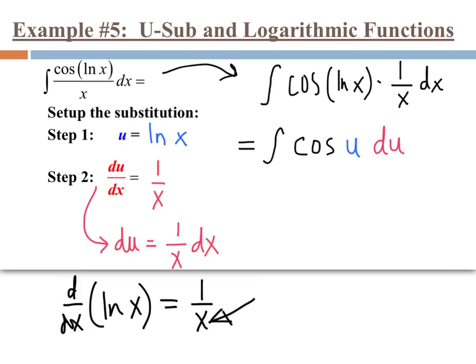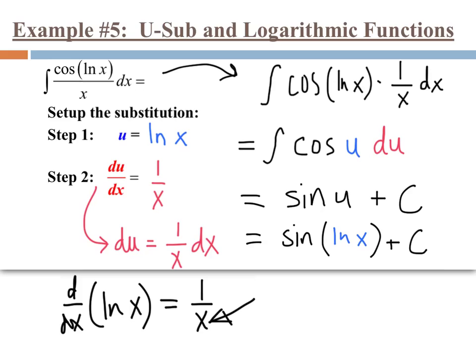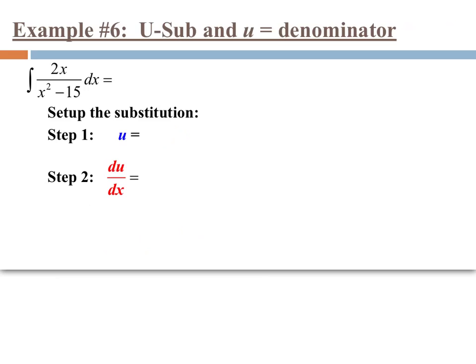Look at how easy that integral looks now. So now we need to know the integral of cosine, which is simply sine of u plus c, and that means the answer would be sine of natural log of x plus c. Pretty cool how logarithmic functions can be used in U-substitution as well.